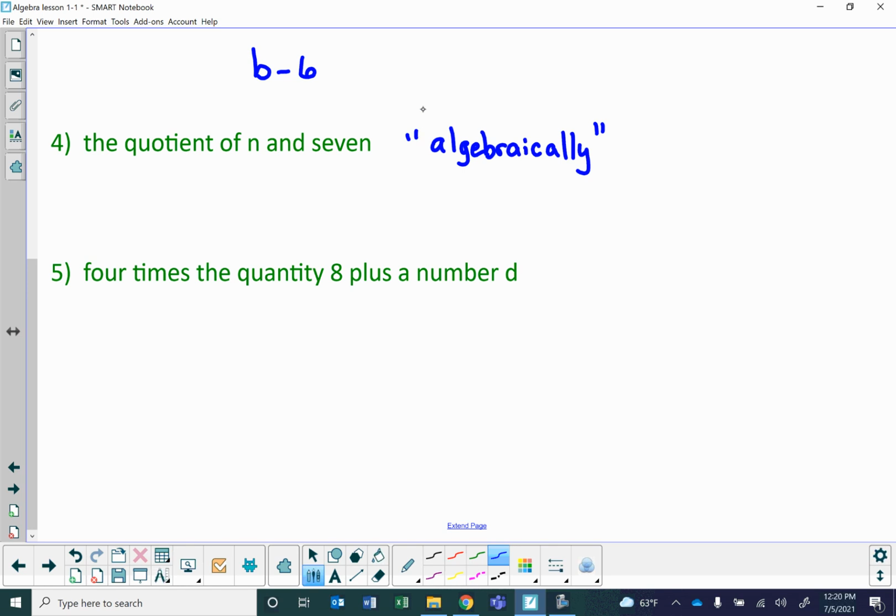Now, mathematically, we would use the little division symbol that there are many of in order to do this. In algebra, we would use the fraction bar because the fraction bar implies division. So n divided by 7 algebraically would be written n over 7. Mathematically, it would be n divided by 7 or n ÷ 7. Both of these are mathematical.